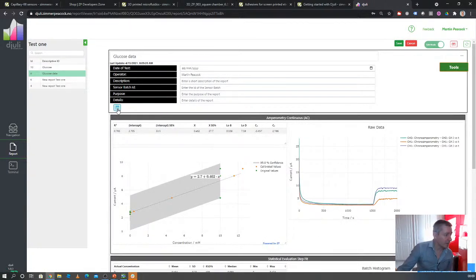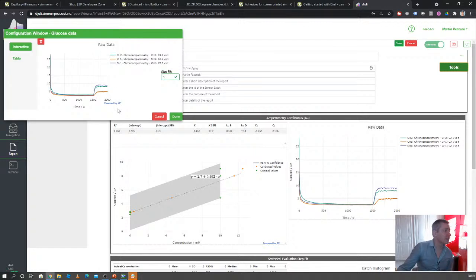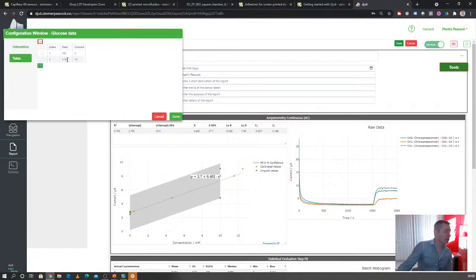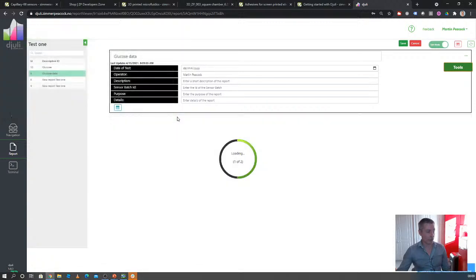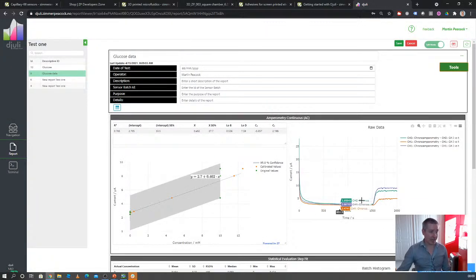So now what it's done, if I go back into here, I've told the data that at 750 seconds the concentration was 0, so around about here it's 0, and then I've told it at 1750 seconds, which is about here, the concentration was 10. So now it's got 2 points which it can do its calibration off, and it's basically done a sort of linear fit.